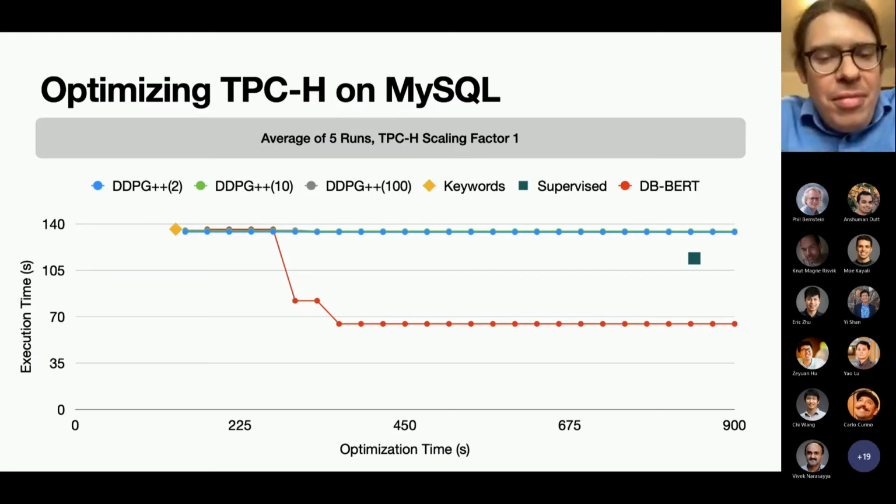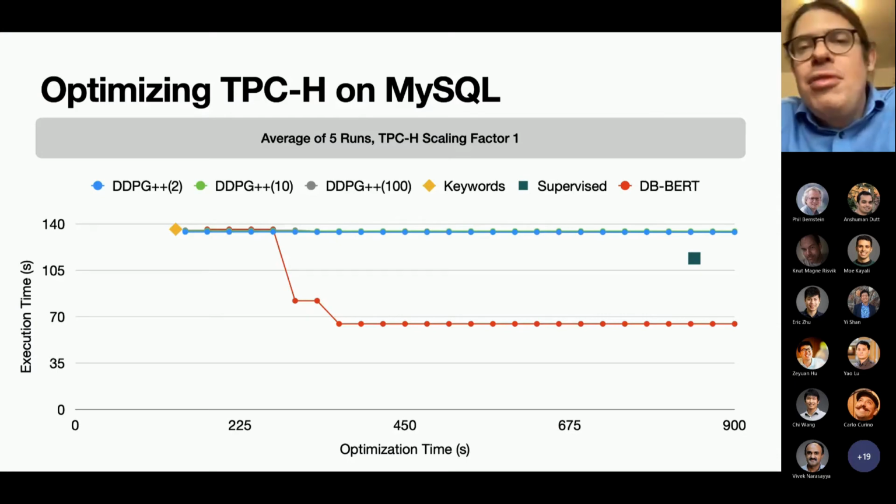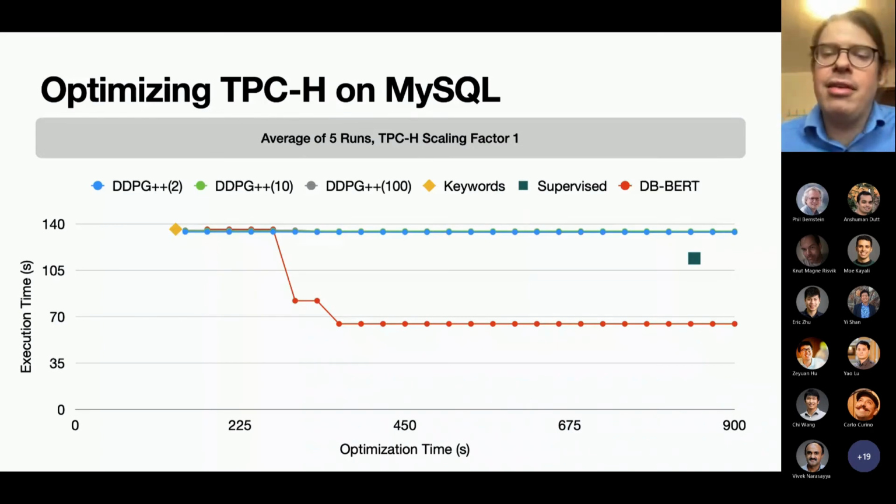So here I'm comparing different automated tuning tools in order to optimize MySQL for TPC-H. On the x-axis, we have tuning time. On the y-axis, we have execution time for TPC-H queries of the best parameter settings found until a certain point of tuning time. And DB-BERT, the line marked in red, relatively quickly finds interesting parameter settings that lead to significant speedups.